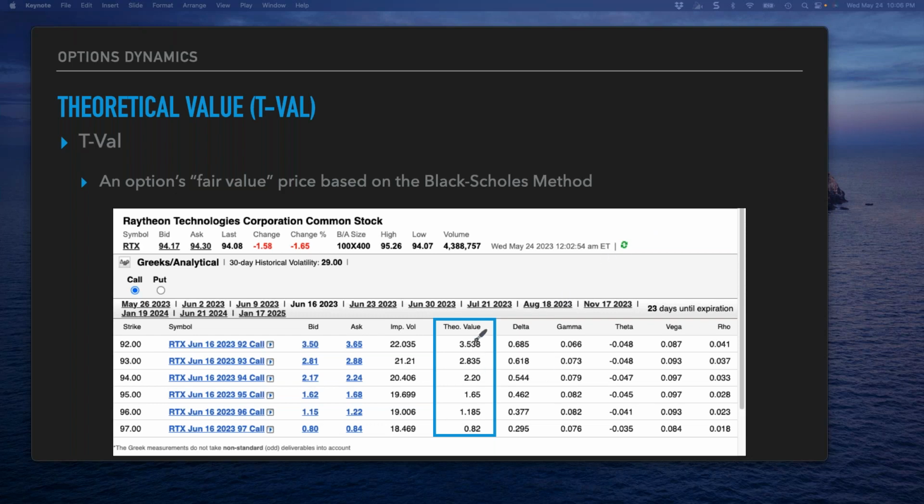For example, if I compare for the $92 strike price call, there's a theoretical value of 3.58 against a bid price of 3.5. It's only a slight difference, a little bit less than 4 cents between the two. That is relatively minimal and implies that this option is trading at a reasonable level. In the case of all of the call options, you can see, in fact, the t-val is only slightly higher than the bid prices for each option.